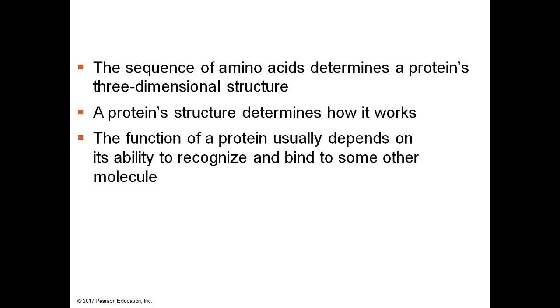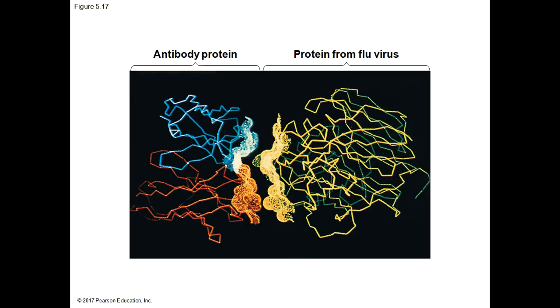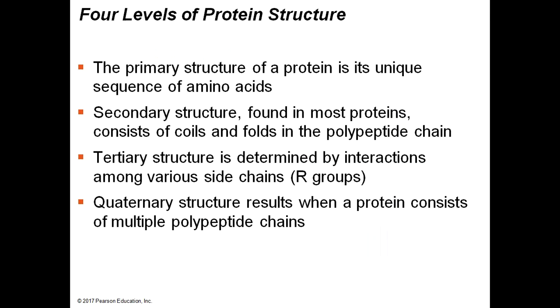The sequence of amino acids determines the protein's three-dimensional structure. So a protein's structure determines how it works. The function of a protein usually depends on its ability to recognize and to bind to some other molecule. So here you can see you have an antibody protein on the left side and a protein from a flu virus on the right. You can see how the antibody is uniquely designed and shaped to fit into the binding site on the protein from the flu virus.